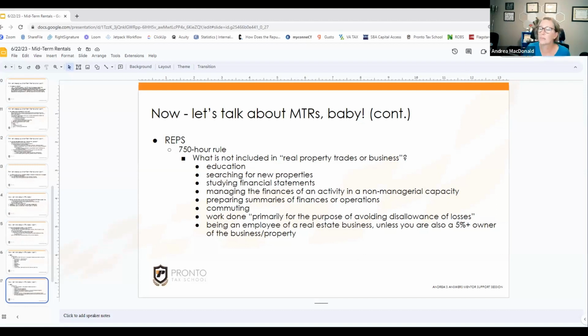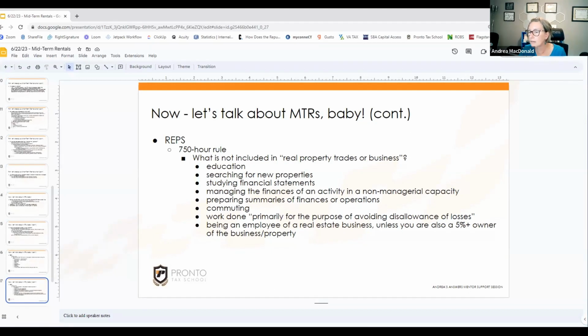The other thing that trips a lot of people up is being an employee of a real estate business does not count. So if you work for a real estate broker as, say, a W-2 employee in the leasing office, unless you own at least 5% of that business, your time as an employee does not count.